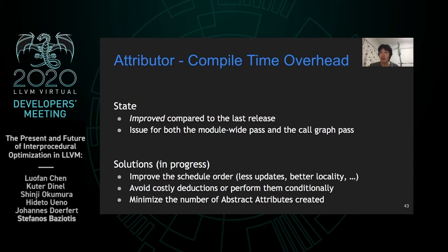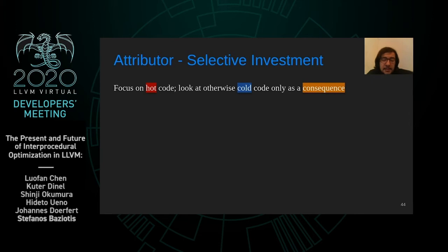The deduction is powerful, but it was too costly. So if you want to use it, you can use it with some option. We want to get the best performance for the amount of compile time that we spend, right? For that, we could do selective investment, in which we essentially focus on the hot code and only look at the cold code when it is needed to make deductions about the hot code.